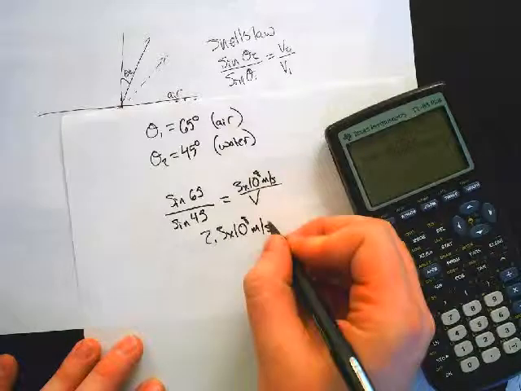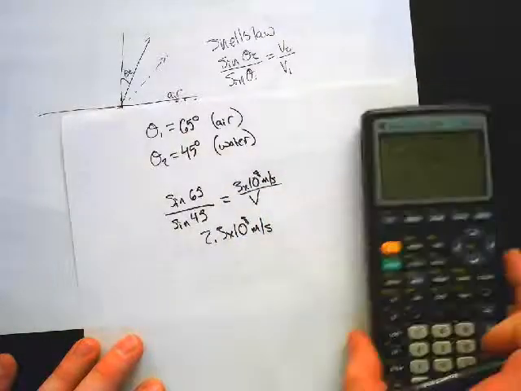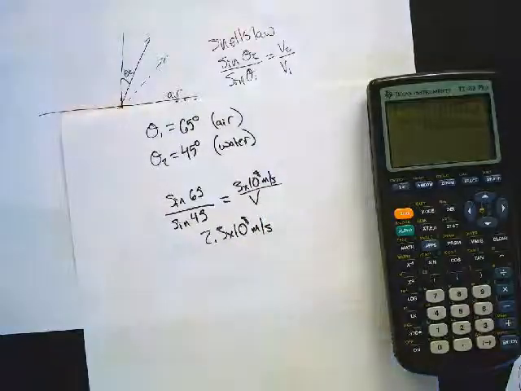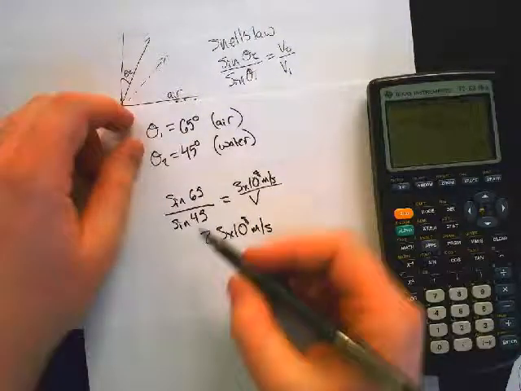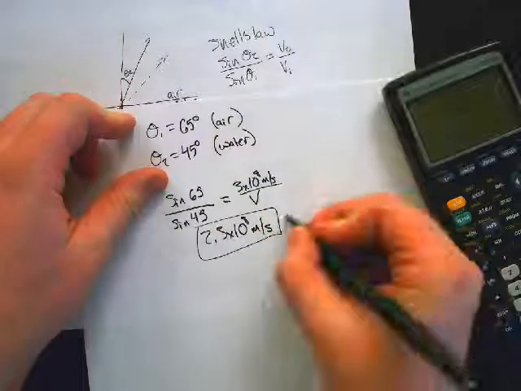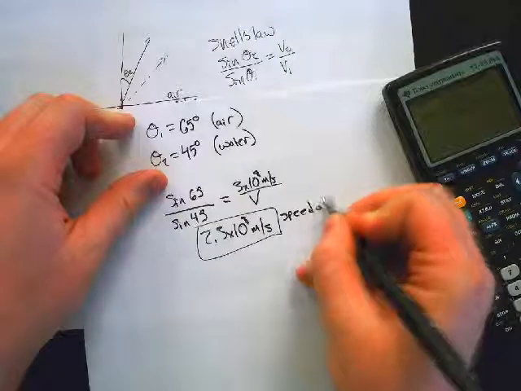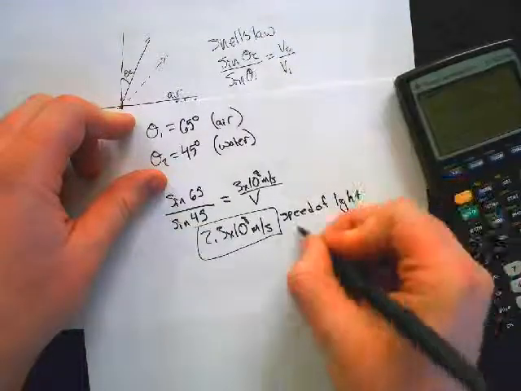Speed of light in a vacuum or air. So you use Snell's law? I use Snell's law to determine this is the speed of light in water. Of light in water.